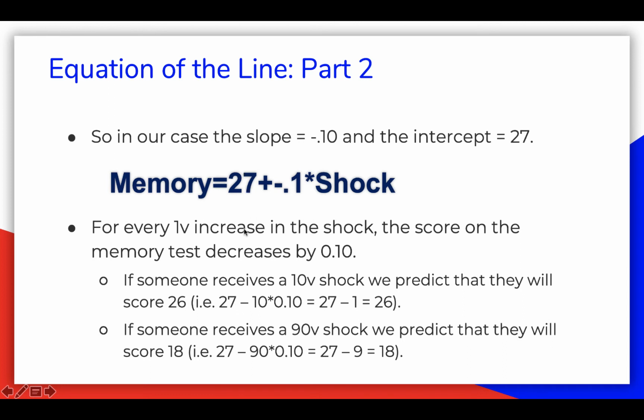If someone receives a 10 volt shock, we predict that they will score about a 26, right? So 27, which is our intercept, minus 10, the number of volts that we're going to give them, times 0.1, which is our slope, equals 27 minus 1, 26 items. If someone receives a 90 volt shock, we'll predict a score of 18. 27, which is again our intercept, minus 90, the volts that we're going to be giving them, times 0.1, or really -0.1. That will ultimately equal 27 minus 9 equals 18. So when we administer a 90 volt shock, we expect that the participant will remember about 18 items.